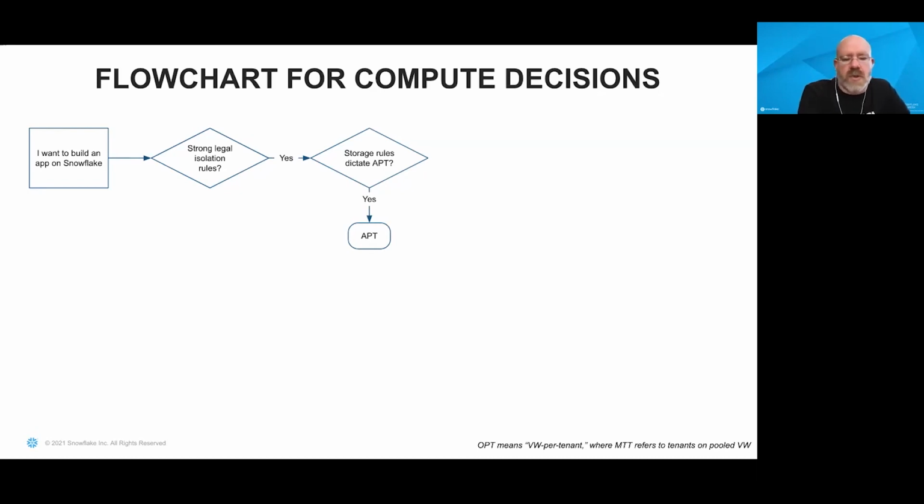And so that's just a natural path that you have to follow: if you're going with the account per tenant model for storage reasons, you have to pretty much follow suit for compute reasons as well. But if you're not, then you will need to think about some other things.